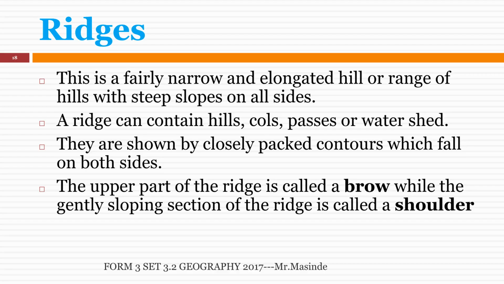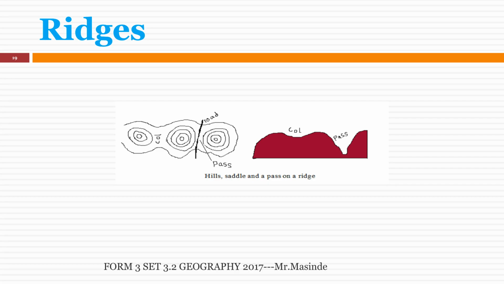Ridges are narrow, elongated hills with steep slopes on all sides, often containing hills, cols, passes, or a watershed. They are shown by closely packed contours falling on both sides. The upper part is the brow, and the gently sloping section is the shoulder. This diagram illustrates how hills, saddles, and passes appear on a ridge, showcasing the distinct features and contour patterns.